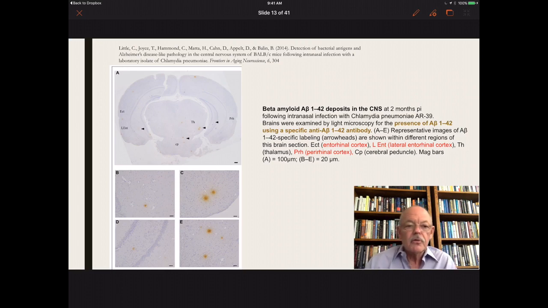So you need two factors. You need the transgene being ready to express the 1-42 amyloid beta chain, and you need an infection with a bacteria in the brain, and as a result you get staining with an antibody against the amyloid protein. So there seems to be a direct link between an infectious agent in the brain and the recruitment of the amyloid protein to those cells which harbor the infection.